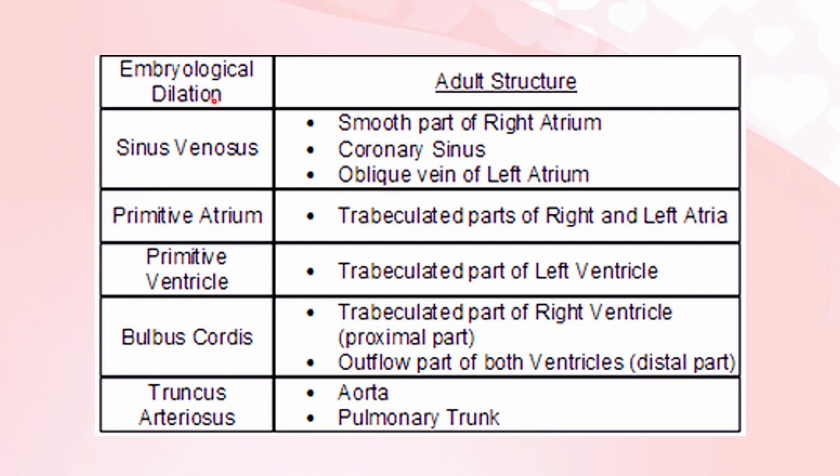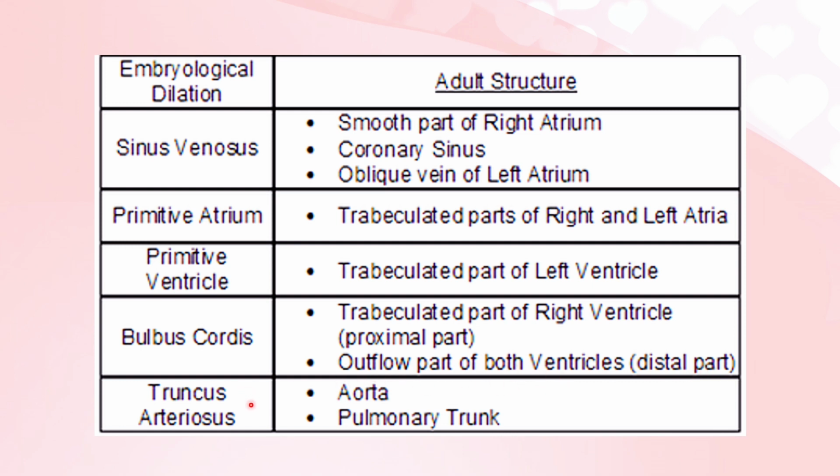So the embryological dilatations which are forming different structures in the adult heart are the sinus venosus, which is forming the smooth part of the right atrium, the coronary sinus and the oblique vein of the left atrium. The primitive atrium is forming the trabeculated part of the right and left atria, and the primitive ventricle is forming the trabeculated part of the left ventricle. The bulbus cordis is forming the trabeculated part of the right ventricle, its proximal part, while the distal part of the bulbus cordis is forming the outflow of both the ventricles.